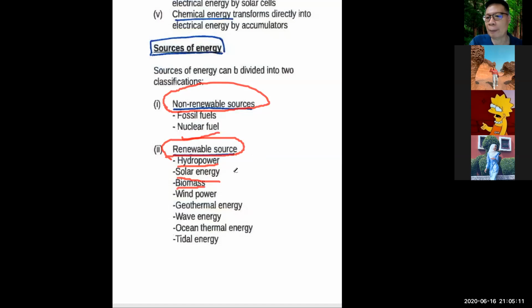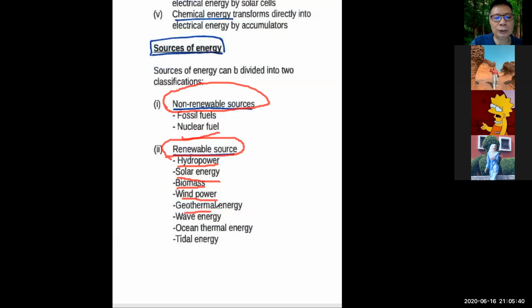Biomass, the rubbish. Actually, the rubbish can be used to produce current, produce natural gas, but our country never uses it. Okay. Wind power, wind power also good. When the wind comes, we can use the wind to blow the windmill to rotate. When the windmill rotates, it can produce current, right? Very good, but we don't use it.